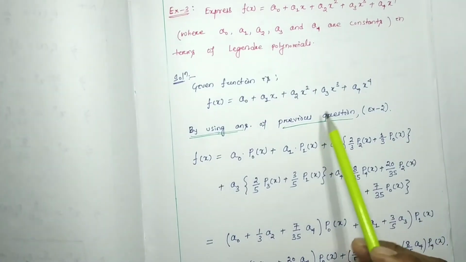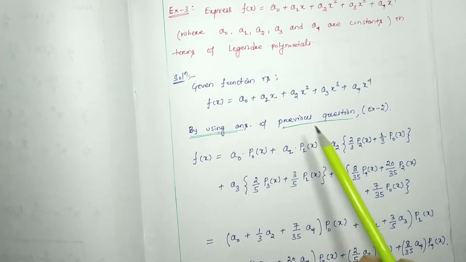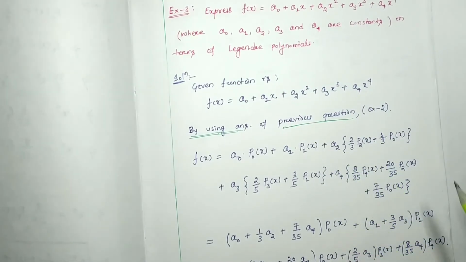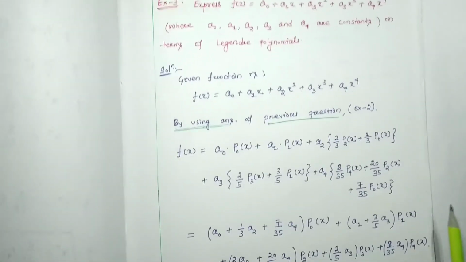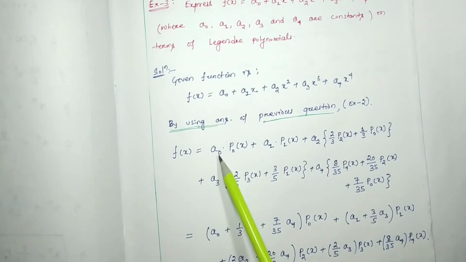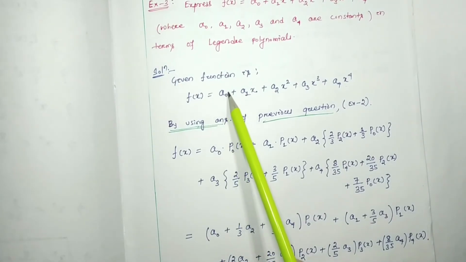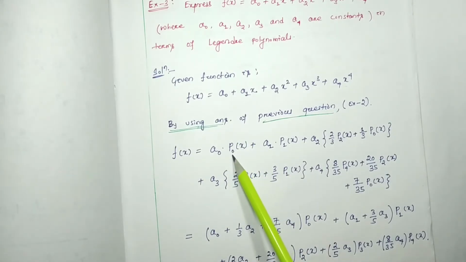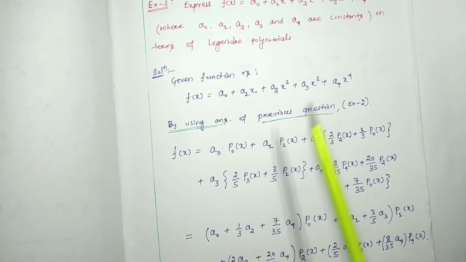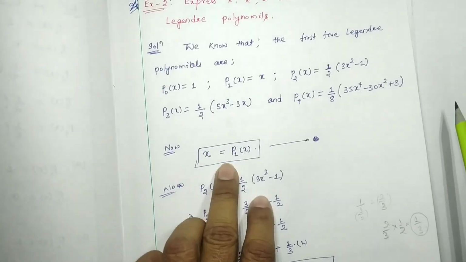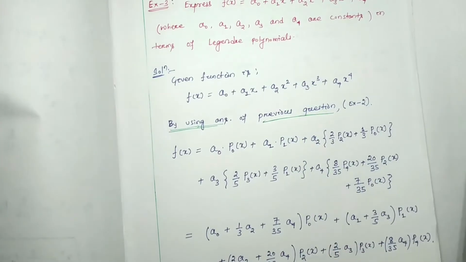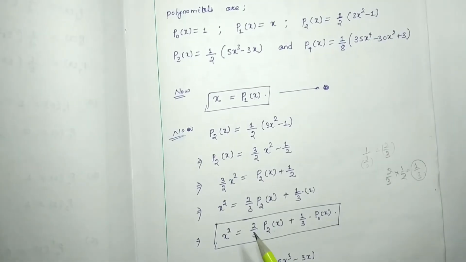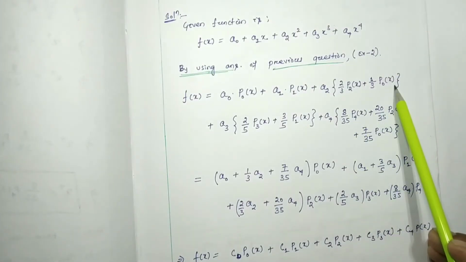So there is no other option for you. Here we can easily substitute, but in the exam you have to find it out if you face this question. Now see, a0 into 1 means we can write p0x, a1 into x is nothing but p1x, and a2 x square we found as 2 by 3 p2x plus 1 by 3 p0x. You just substitute over here.